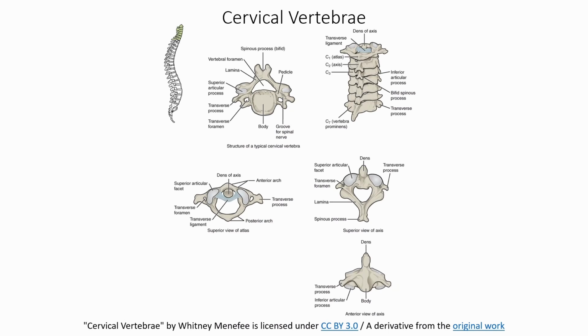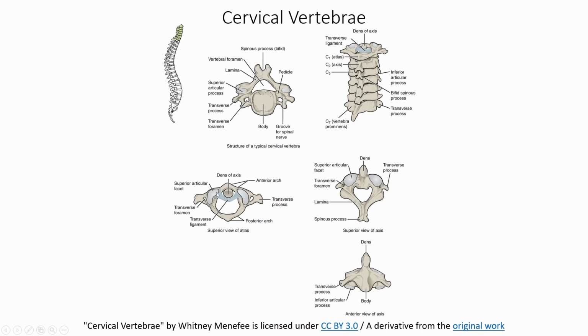C1 and C2 are also called the atlas and the axis, and this is where your skull connects to your spine. These are the first two that really give the most range of motion for you to be able to turn your head. Let's go ahead and look at the atlas first. So the atlas, we notice that we really don't see a spinous process. There really isn't one poking out. We don't see a body either. It's relatively flat.